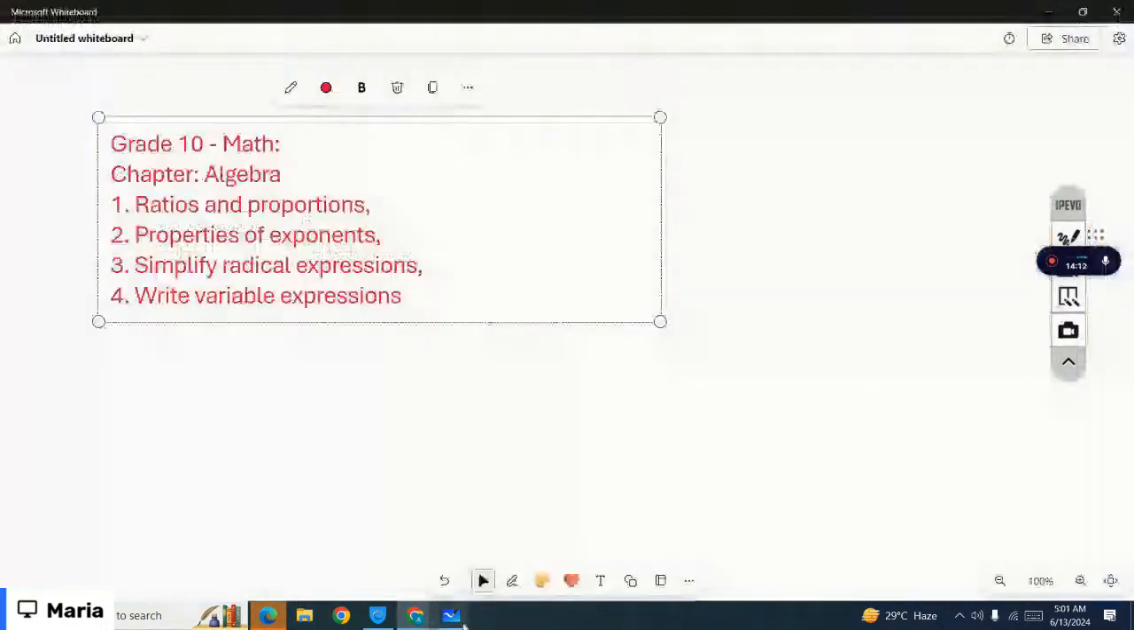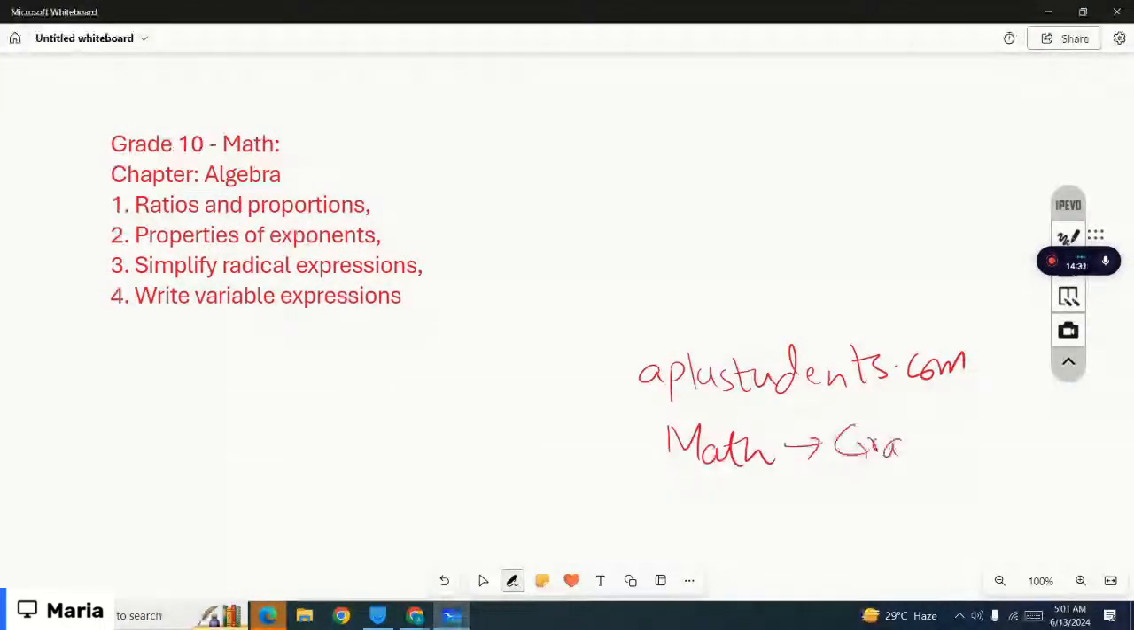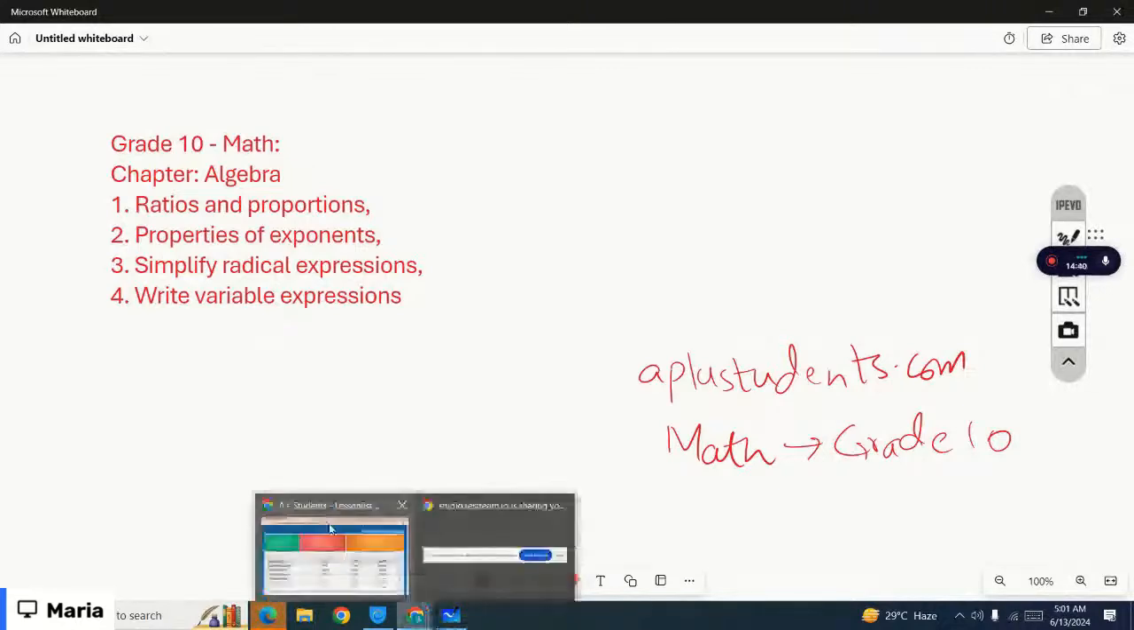The lessons are on aplusstudents.com. You have to log in there using your email address, and the password is provided by the administrator. Then select math from the subject tab, scroll down to grade 10, and click on view all lessons. There you can find a list of the chapters. We're going to start with the chapter algebra.